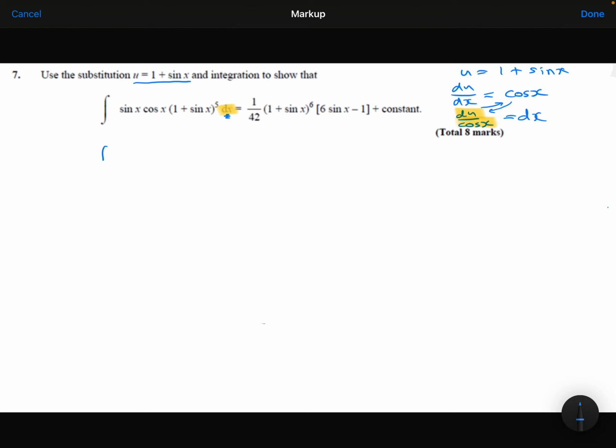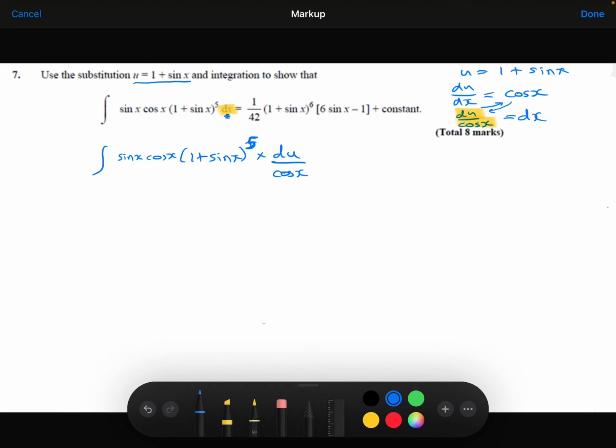Right, so let me just copy this first bit down and we will move to the u world in a moment. So let's just replace that dx first. So we've got a du over cos x. Then I notice that the cos x here cancels with the cos x here, so that's helpful. I do still need, though, to convert the sine x into the u world, and the 1 plus sine x, to see what that's going to be in the u world.